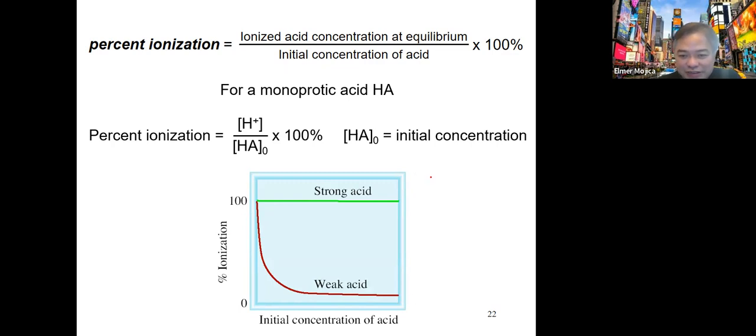As it becomes diluted, ano nangyayari sa percent ionization? Nataas, nababa. That becomes more diluted, okay? Nataas yung degree of ionization. Look at this one, right? Kailan ka nagiging more diluted? Kapag bumababa yung initial concentration mo. Pag tumaas yung initial concentration mo, it becomes more concentrated, the percent ionization decreases. Gets?